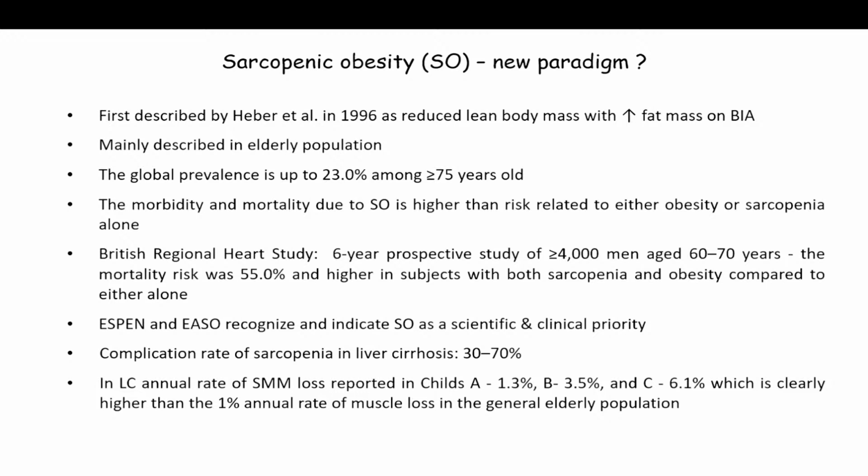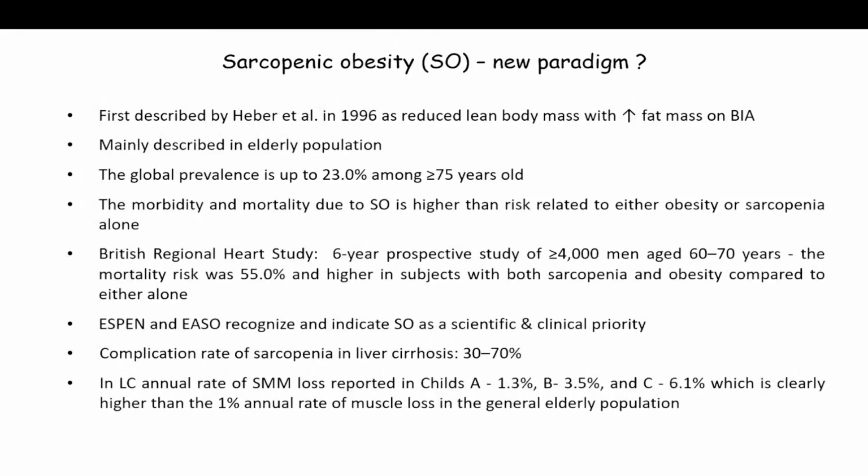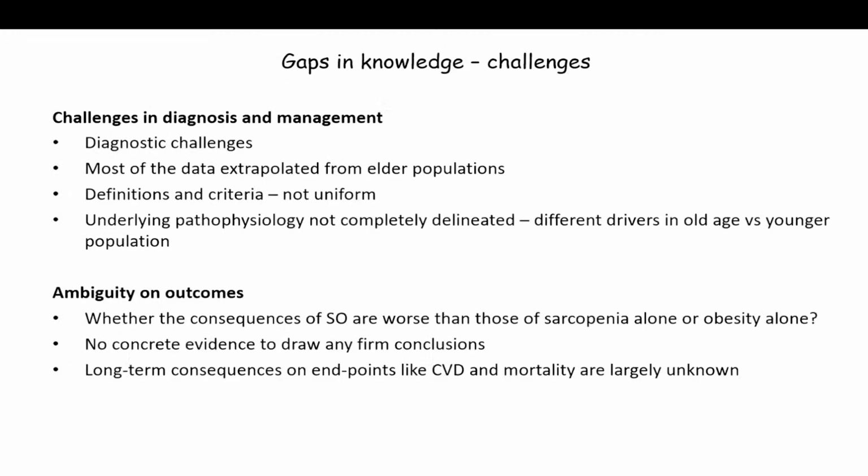What we have observed is that the rate of muscle loss in Child A, B, and C cirrhosis is 1.3%, 3.5%, and 6.1% per annum, which is much higher than the rate of 1% muscle loss in the general elderly population. So there are gaps in knowledge and challenges. Diagnostic challenge: most of the data is interpolated from the elderly population. In fact, there is hardly any data specifically from various disease groups. These studies are carried out in aged people.